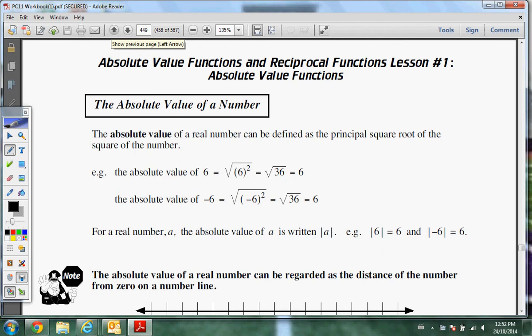The only way you have a negative is if the negative is outside the absolute value.